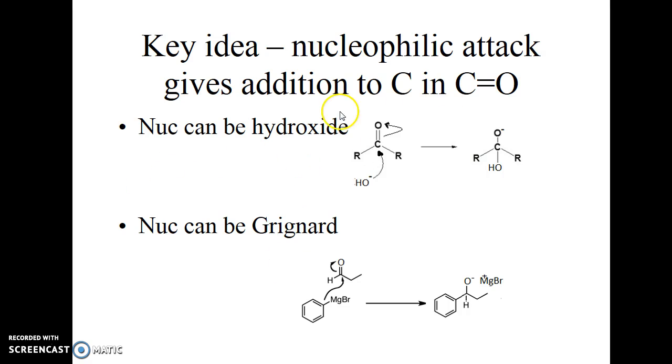Both of these are examples of this. Hydroxide coming into a carbonyl and making this tetrahedral intermediate. Or here's a Grignard reagent coming into a carbonyl and making this tetrahedral intermediate. Notice four bonds on the carbon. All nucleophilic attack on a carbonyl forms this tetrahedral intermediate. Notice four bonds on a carbon, tetrahedral intermediate from nucleophilic attack. So keep that in mind for the future.